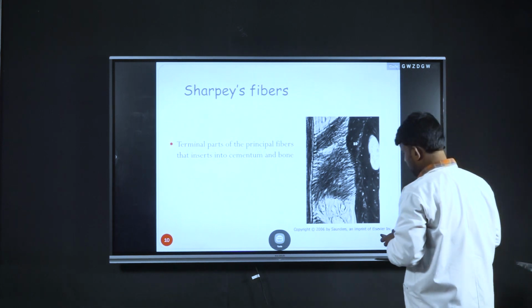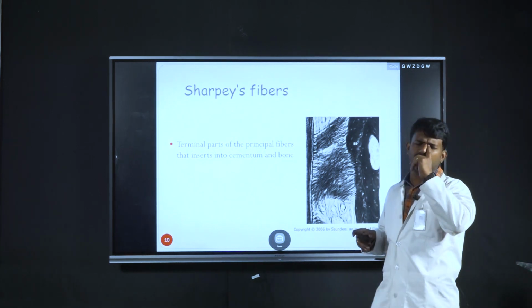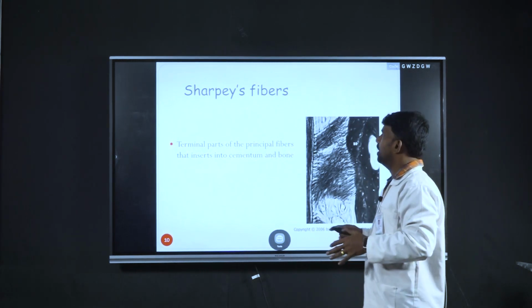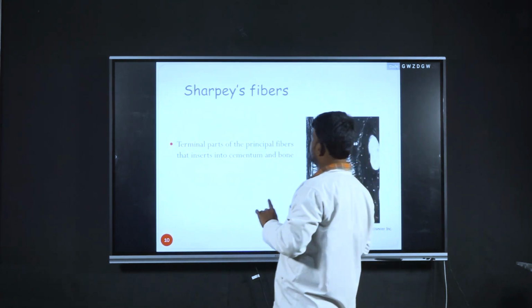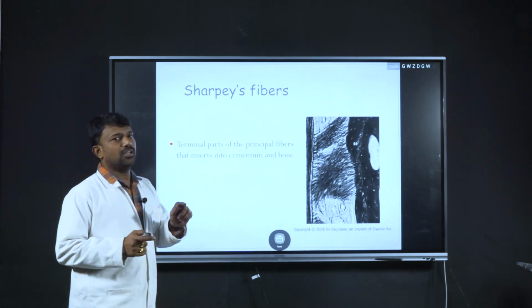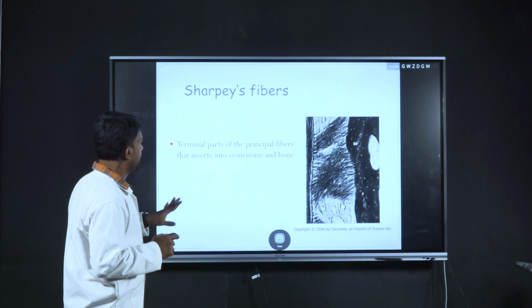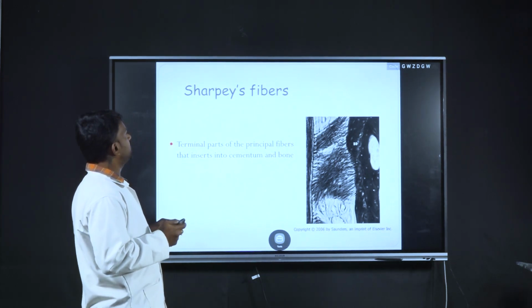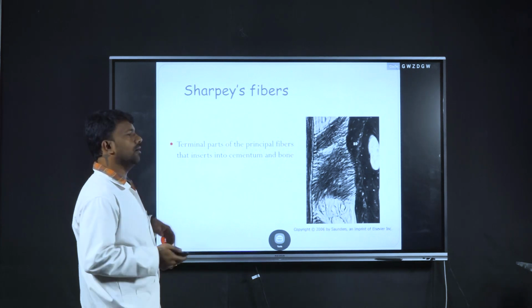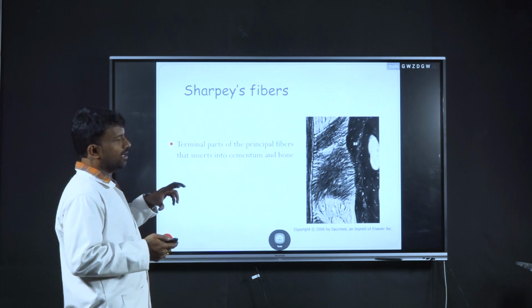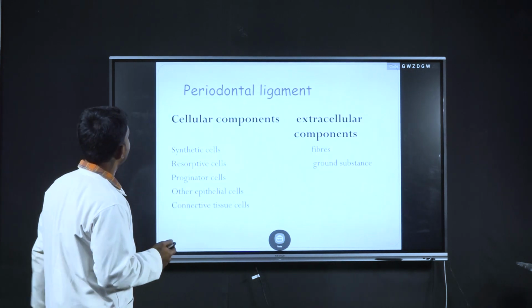Sharpey's fibers are otherwise called extrinsic fibers. These fibers are formed by the periodontal ligament. They are the terminal parts of the periodontal principal fibers, which insert into the cementum and the bone along with calcification. That's why they are called Sharpey's fibers or extrinsic fibers. They are not formed inside the ligament space or inside the collagen bundles.